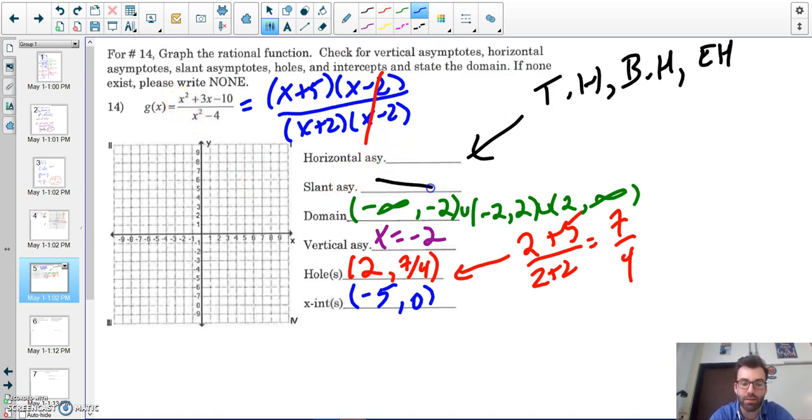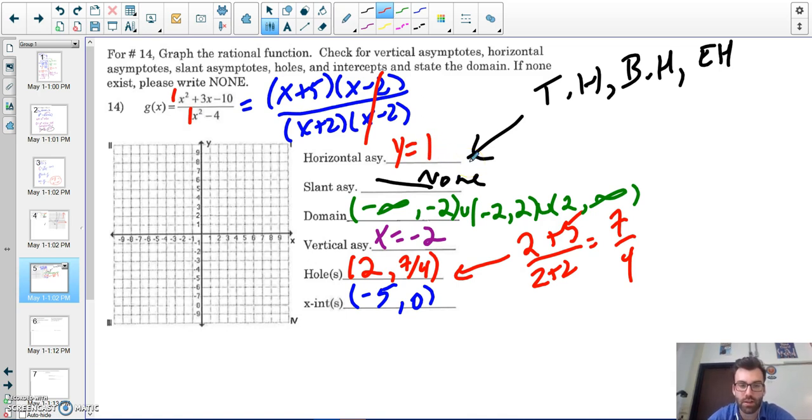Well, it's not top heavy, so I would write none. Look, it's even heavy. I have x squared on top and x squared on the bottom. The degrees match, so I have an even heavy rational function. The leading coefficient of those terms is 1 here and 1 there. So my horizontal asymptote is y equals 1.